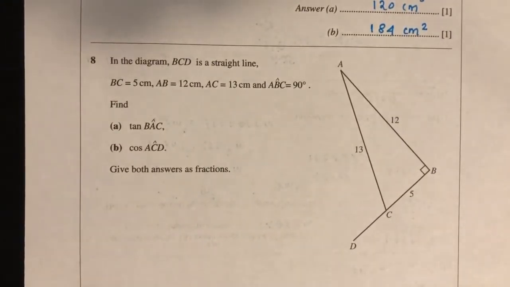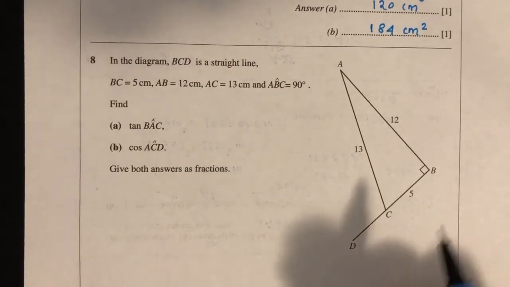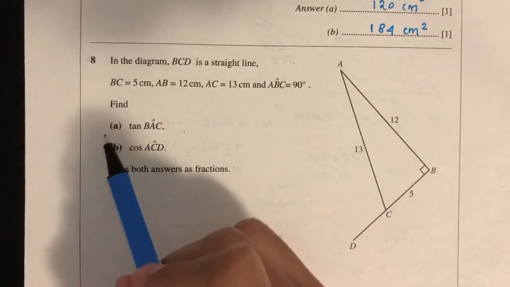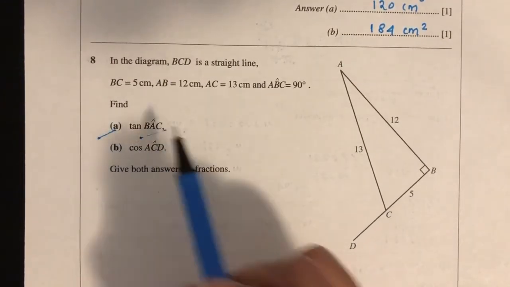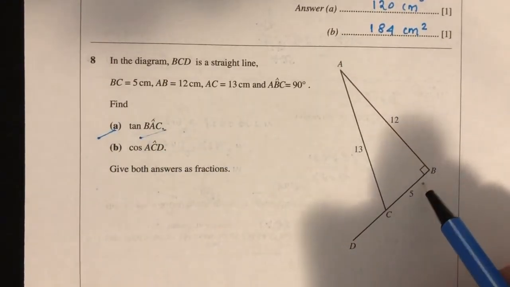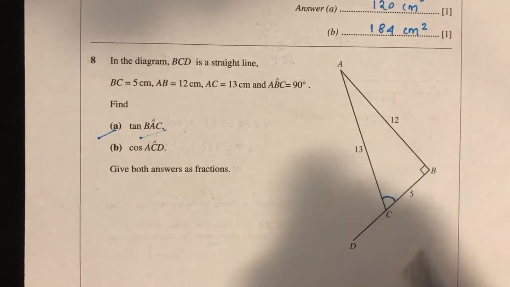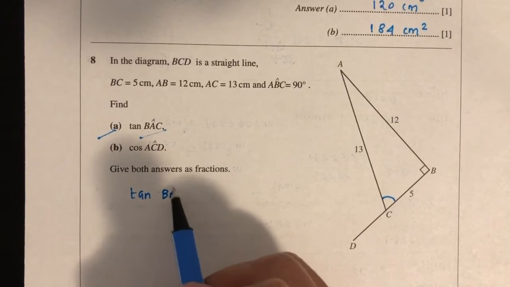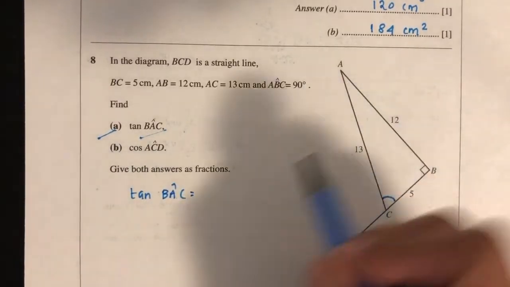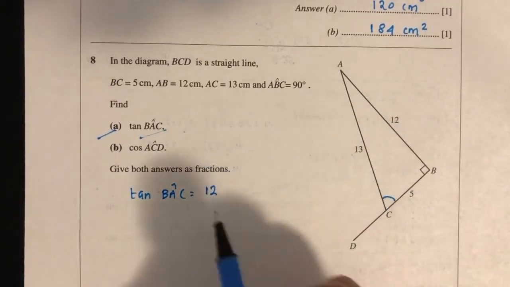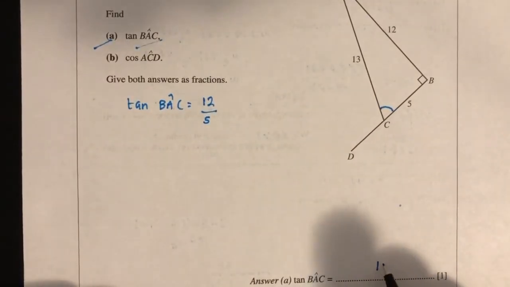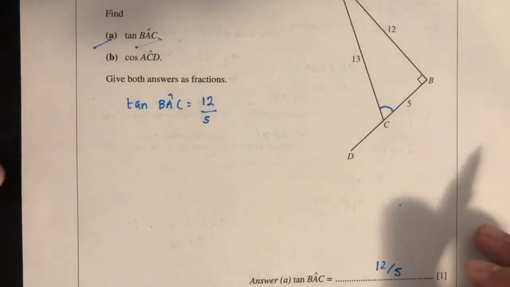Now question number 8, in this diagram, BCD is a straight line. Now we have all these lengths given to us already. So first one, find tan of BCA. So BCA, tan of this angle. As you know, tan of BCA needs to be opposite side, 12 over this side. So that will be 12 over 5.